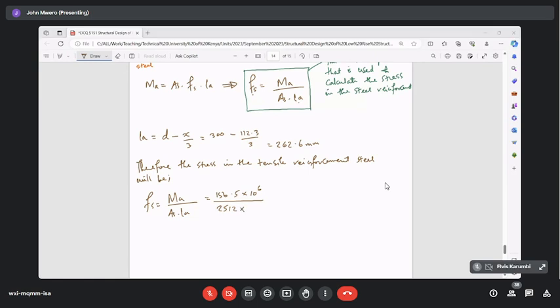And then what is the lever arm? We just calculated it as 262.6, and this value becomes 237.6 newtons per millimeter squared. So we are saying this.